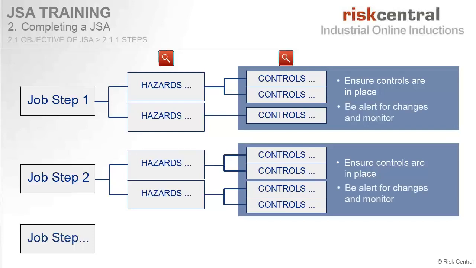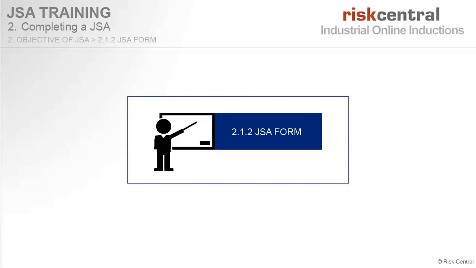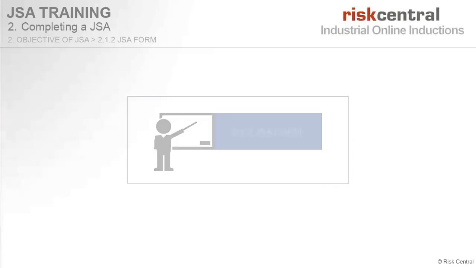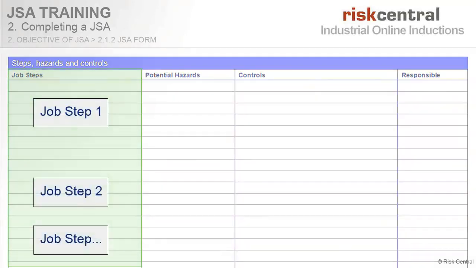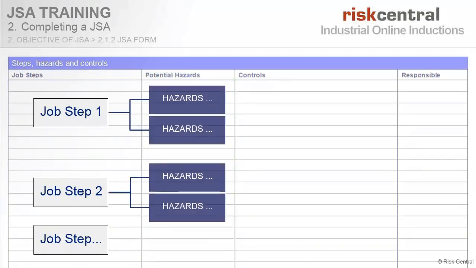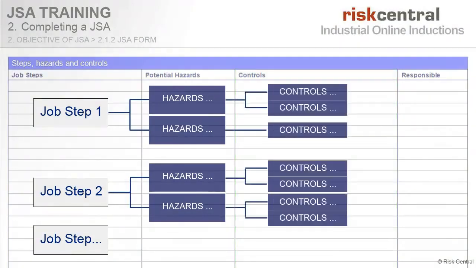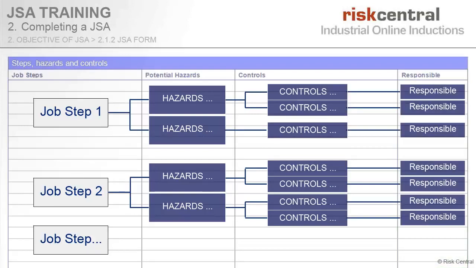The basic JSA form has 4 key columns. In the left column, you list the sequence of basic steps of the job in the order in which they occur. The next column lists all hazards for each step. The next column lists the controls for each of the hazards to prevent accidents occurring, and the right column lists the person responsible for making sure that the control is put in place properly.